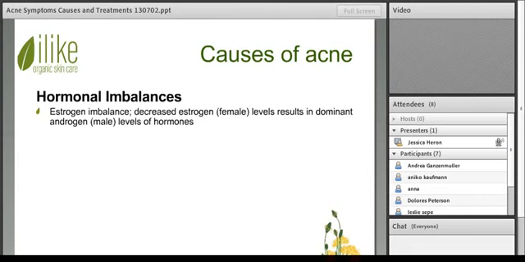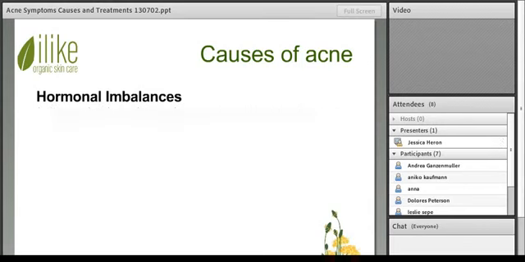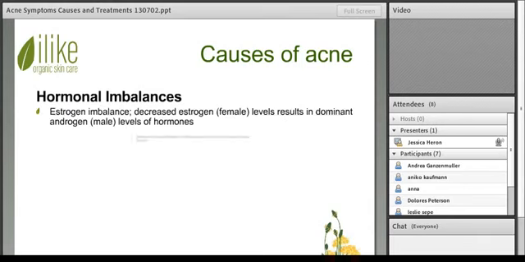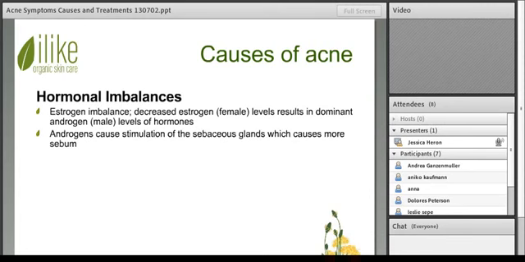Hormonal imbalances are very, very common. Hormonal imbalances like an estrogen imbalance, which would be in females, a decreased estrogen, which is a female hormone. Those decreased levels of estrogen result in a dominant androgen, or male, level of hormones. Androgens cause stimulation of the sebaceous glands, which causes more sebum.